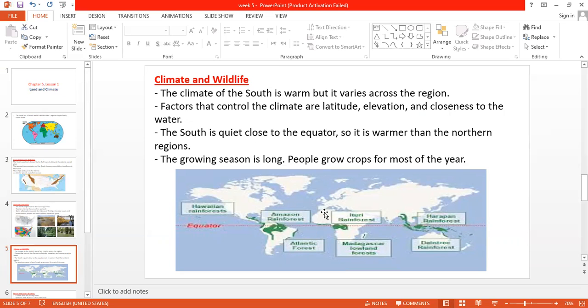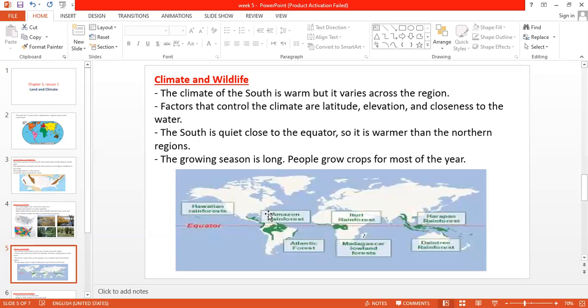Closeness to the water. It means whether your country is near to an ocean or a sea or not. So if your country is near to an ocean or a sea, of course you're going to feel warm in winter and cool in summer, right?